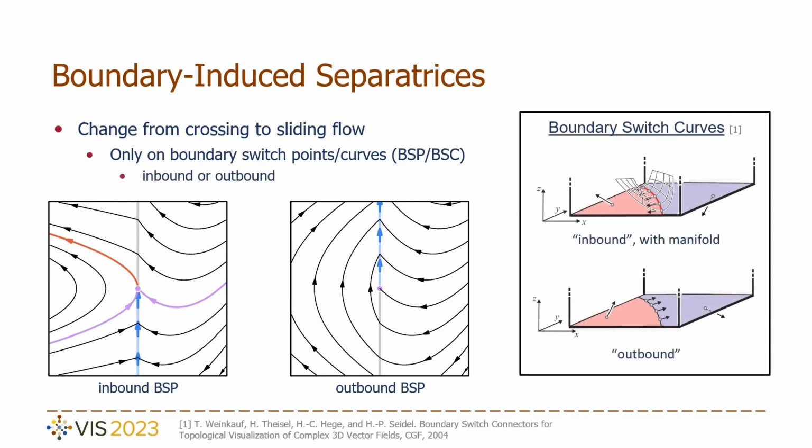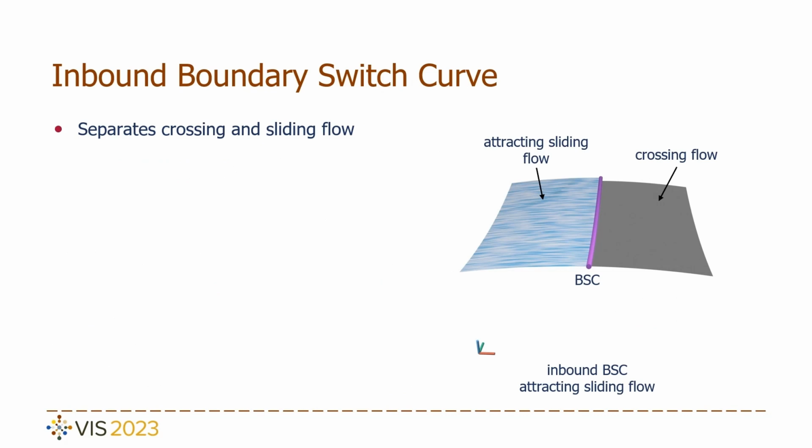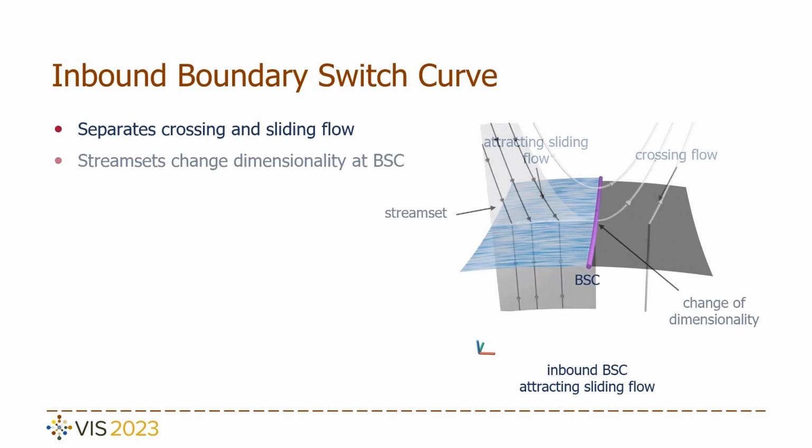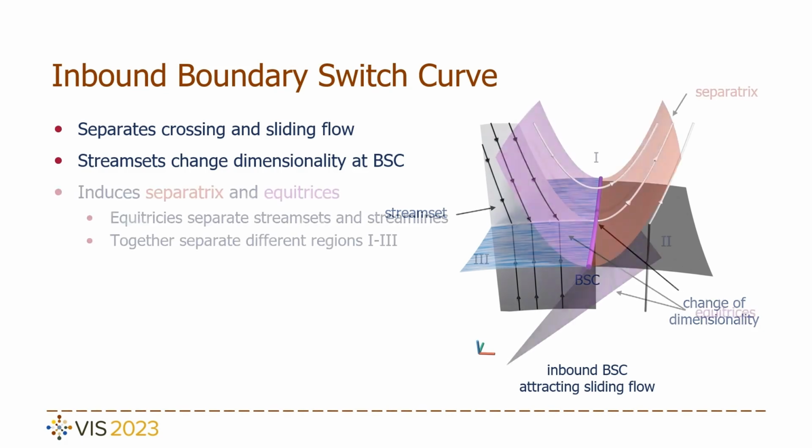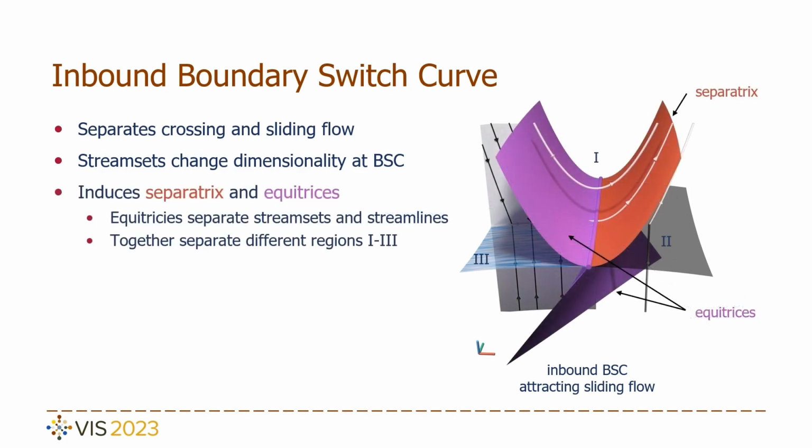These can be of type inbound or outbound. We can see in this example that the boundary switch curve indeed separates the crossing from the attracting sliding flow. At the boundary switch curve, the stream set changes dimensionality from 2D to 1D. Furthermore, the boundary switch curve induces a novel kind of separatrix and equitrices, which are manifolds that separate regions of stream sets from regions of streamlines.